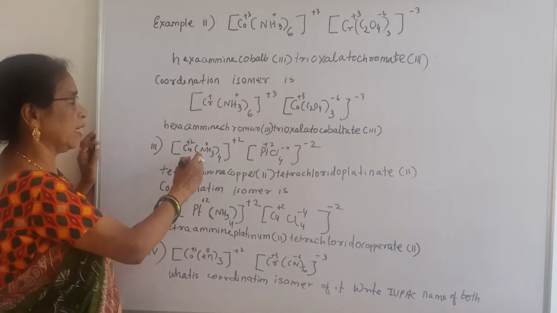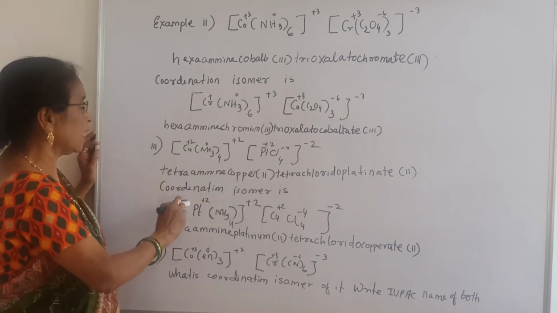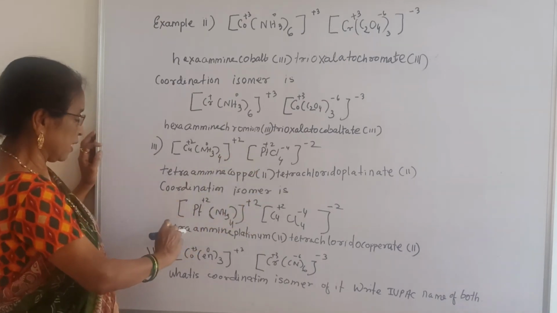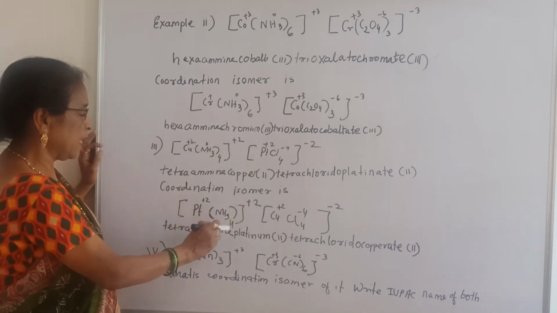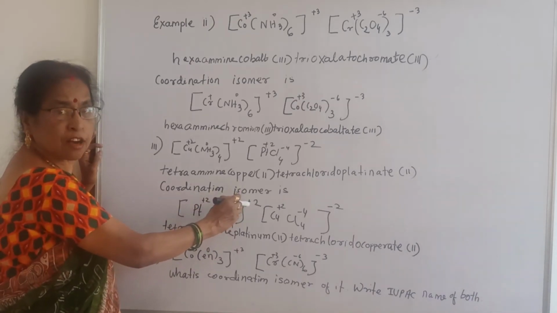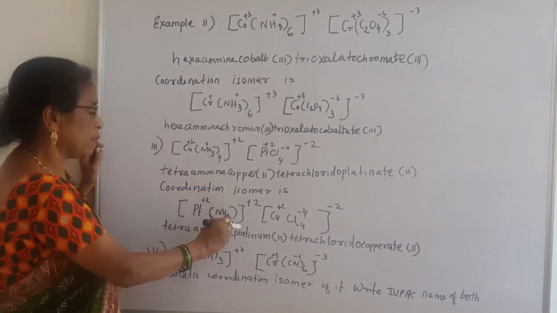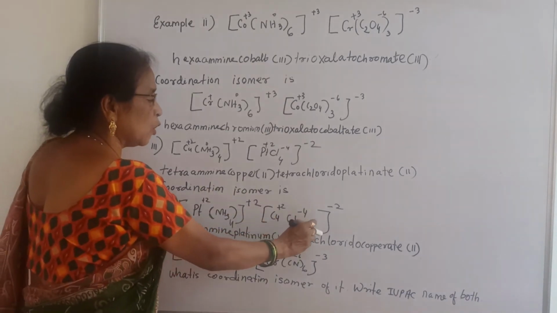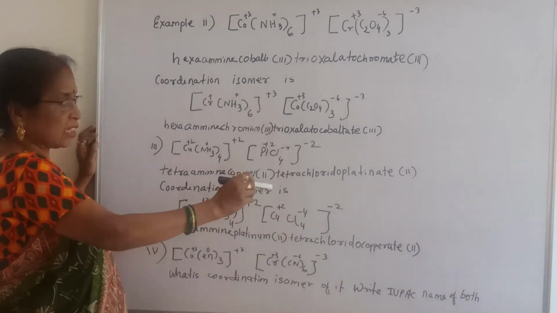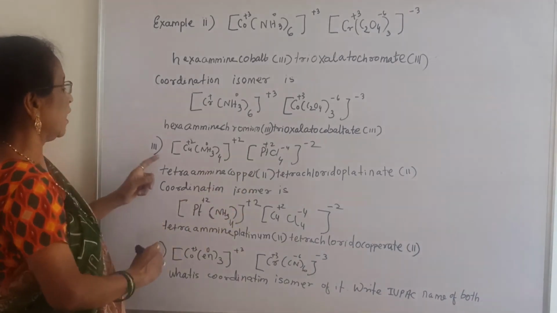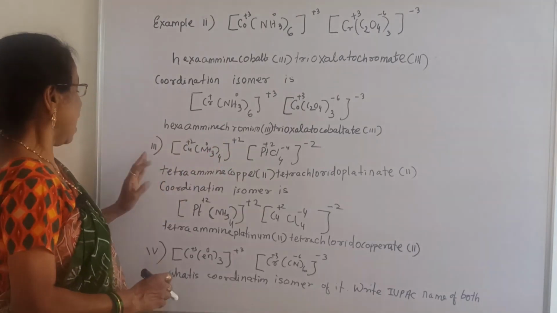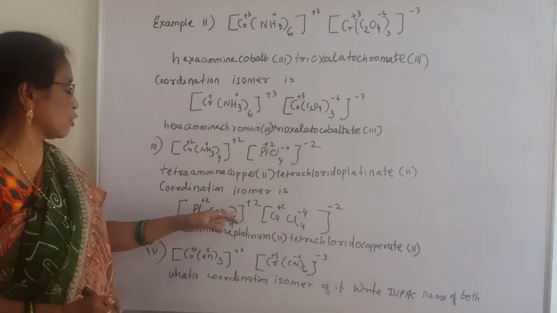What is the coordination isomer of it? Here you write Pt and you write Cu here. Then what is the name? TetraamminePlatinum(II), because it is a positive, cationic complex. Tetraammineplatinum(II) tetrachloridocuprate(II), with 2 in brackets, that is called a Roman numeral. Again, this is the coordination complex having positive and negative ions.